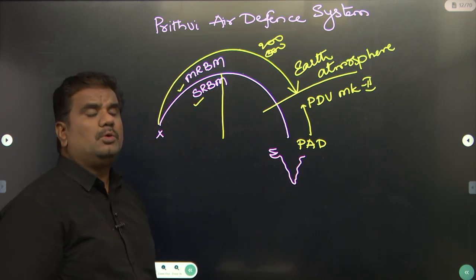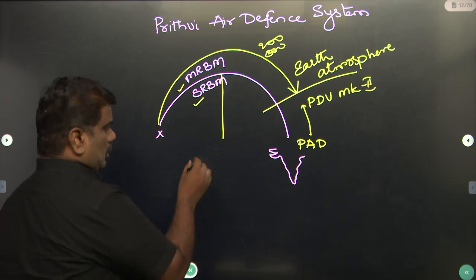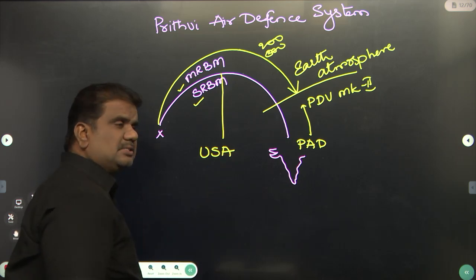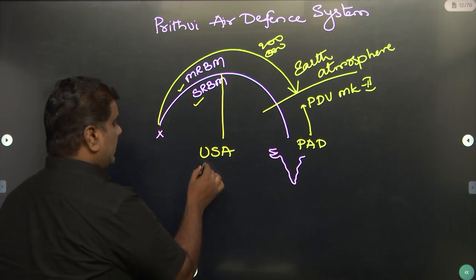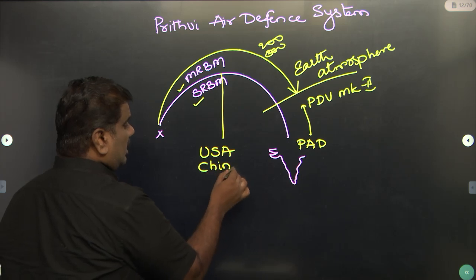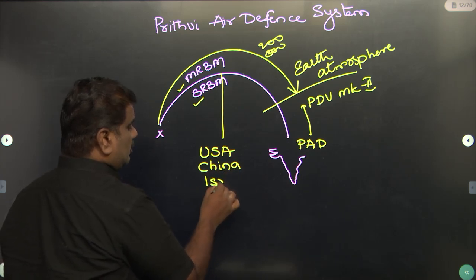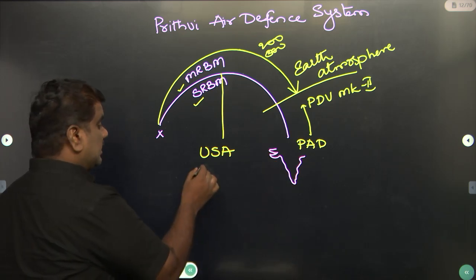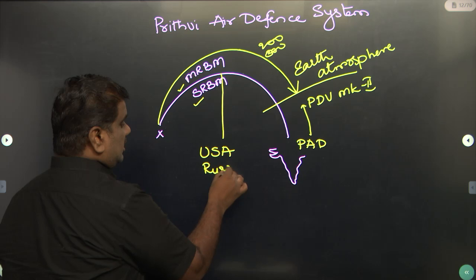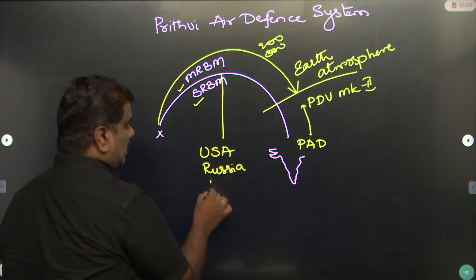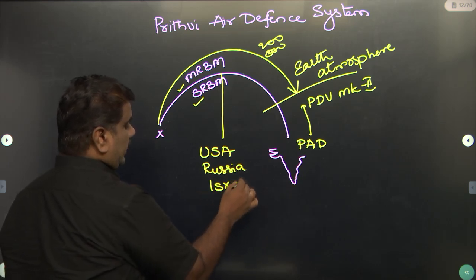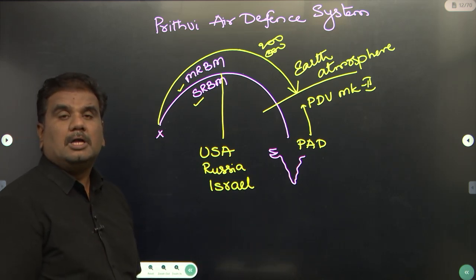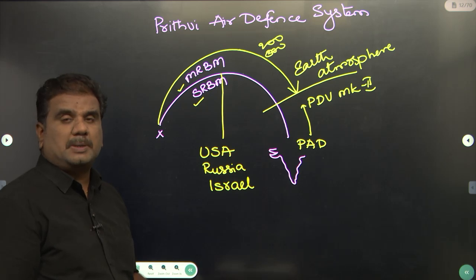Now India is the fourth country to have such technology. The first country to have such technology is the United States of America. The second country to have this technology is Russia. And the third country to have this technology is Israel. China is not having this particular technology. So India is the fourth country to have this technology.